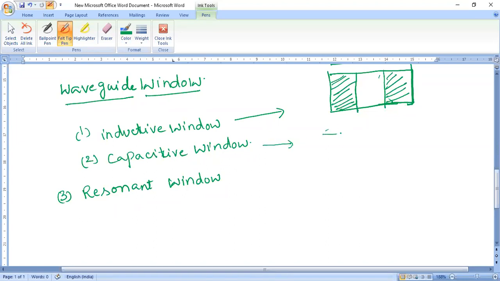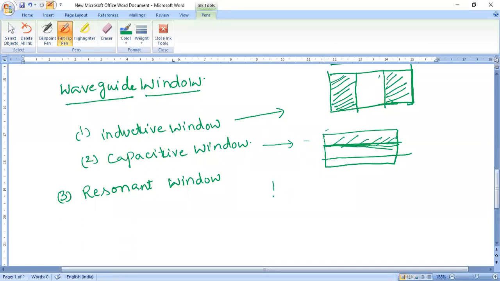For the capacitive window, this is the waveguide, and the conducting plates are placed across the broader walls like this. These are the conducting sheets placed across the broader walls of the waveguide. Then it is called a capacitive window.